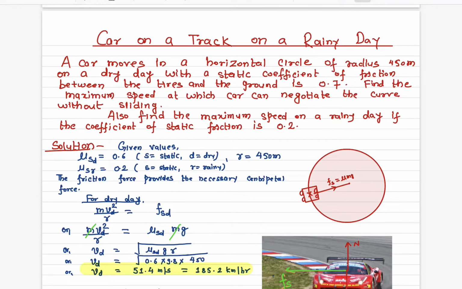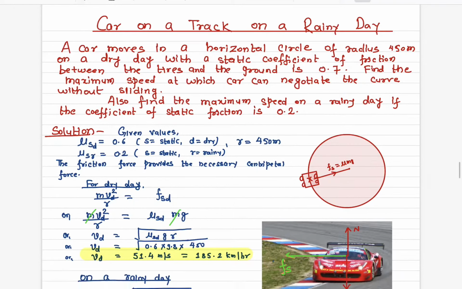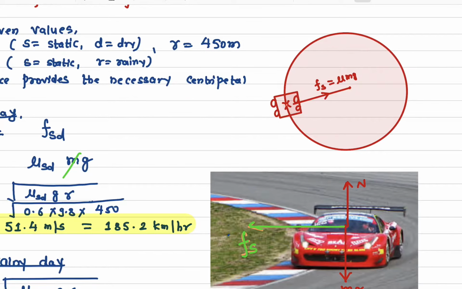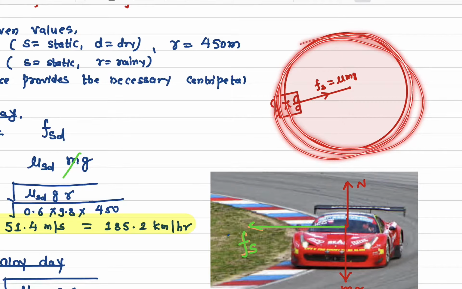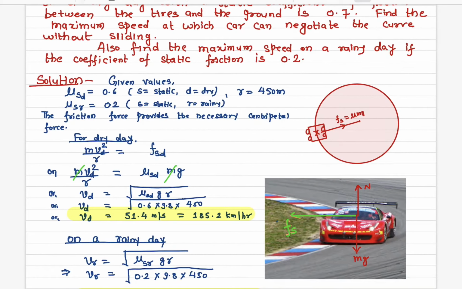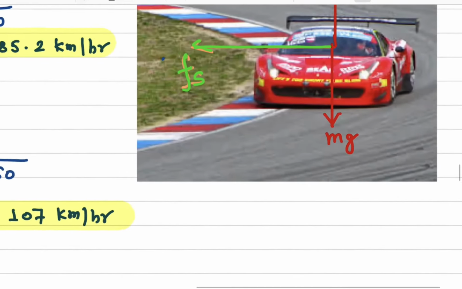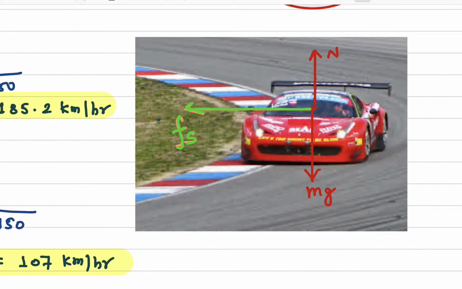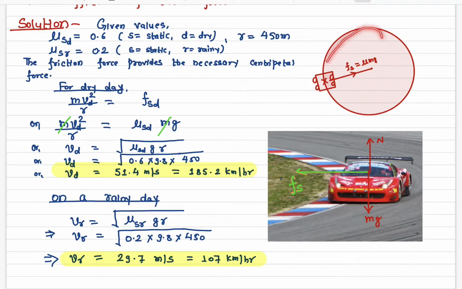And on a rainy day, the coefficient of static friction is 0.2. And we have to find out what is the maximum speed with which the car can move into this horizontal circle without being pushed away or without sliding away. Okay, so let's say this is a car and this car is moving into the horizontal circle.